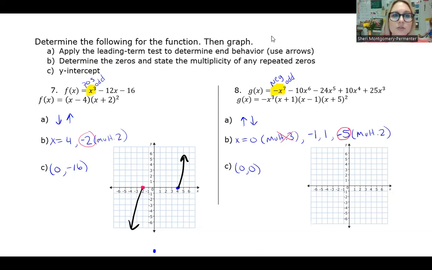Remember this one bounces, so I can't go up, because if I went up, how do I end my graph? You bounce and you go through down to the x-intercept. Then we cross the y-intercept and connect it. It's not perfect, but that's kind of what the graph would look like.